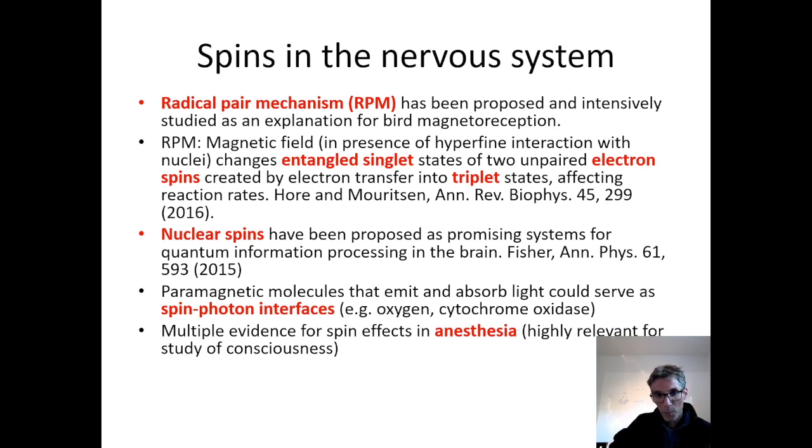Nuclear spins have also been proposed as promising systems for quantum information processing in the brain by Fisher in this work here. Some additional points are that there exist paramagnetic molecules in the body that could serve as interfaces between the spins and the photons. For example, the oxygen molecule is an example, but there are also metalloproteins that could serve as spin-dependent absorbers, maybe. And finally, the point that I want to elaborate on going forward is that there is multiple evidence for spin effects in anesthesia, which is, of course, quite relevant for the study of consciousness. So let's talk a bit more about that.